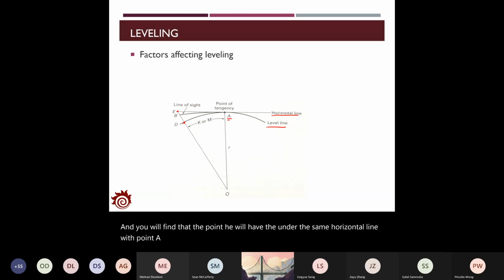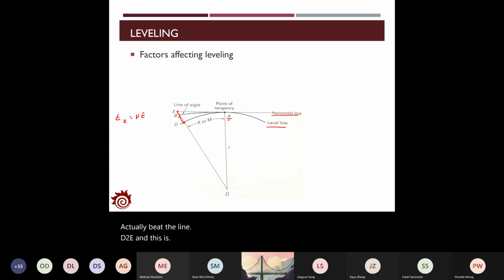So intuitively people will assume that the point E and the point A will have the same elevation, but in reality they are different. The elevation at the point E will actually be the line D to E, and definitely this is not a zero.